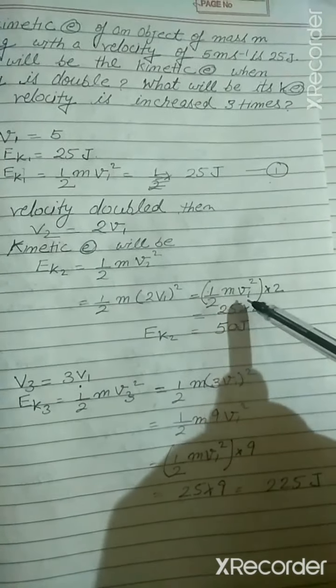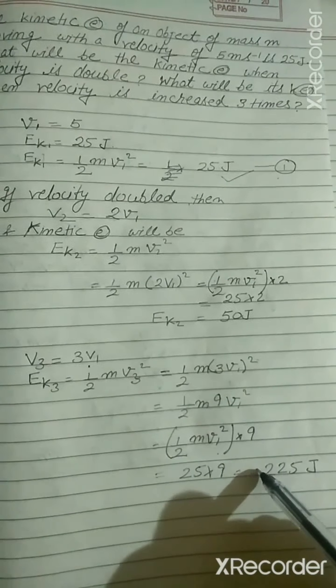Now in another case, what will be the kinetic energy when velocity is increased 3 times? Now velocity is 3 times. So V3 equals 3V1 and kinetic energy will be half m V3 square. So we put the value of V3, that is 3V1, half m (3V1) square. So half m 9 V1 square. Now put half m V1 square in a bracket and 9 separate. So the value of half m V1 square is again 25 joule. We put here 25 multiplied by 9, we get 225 joule.